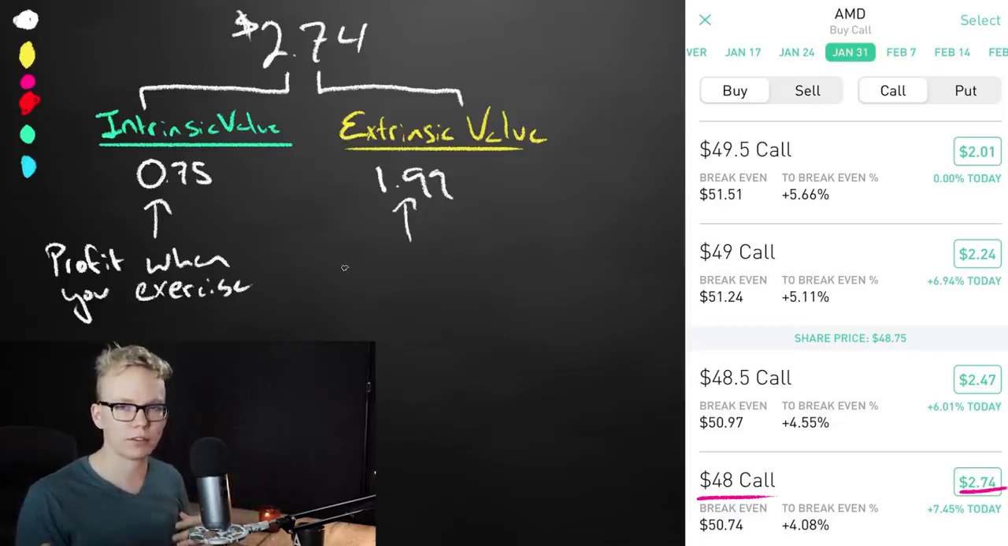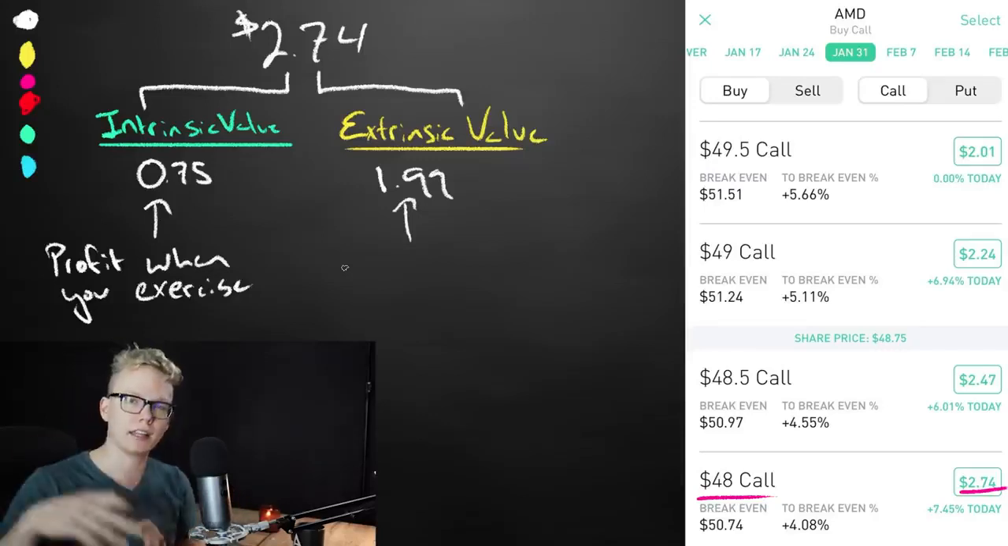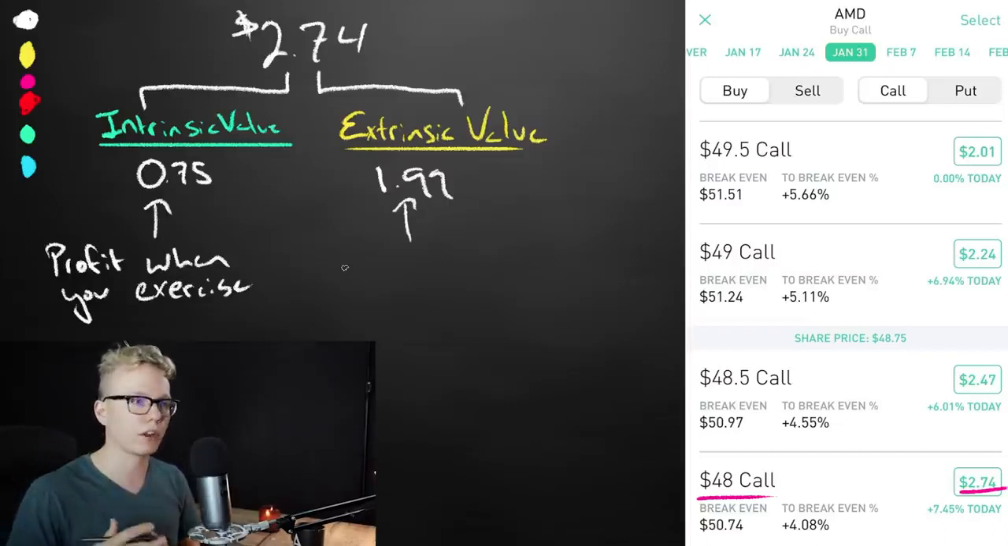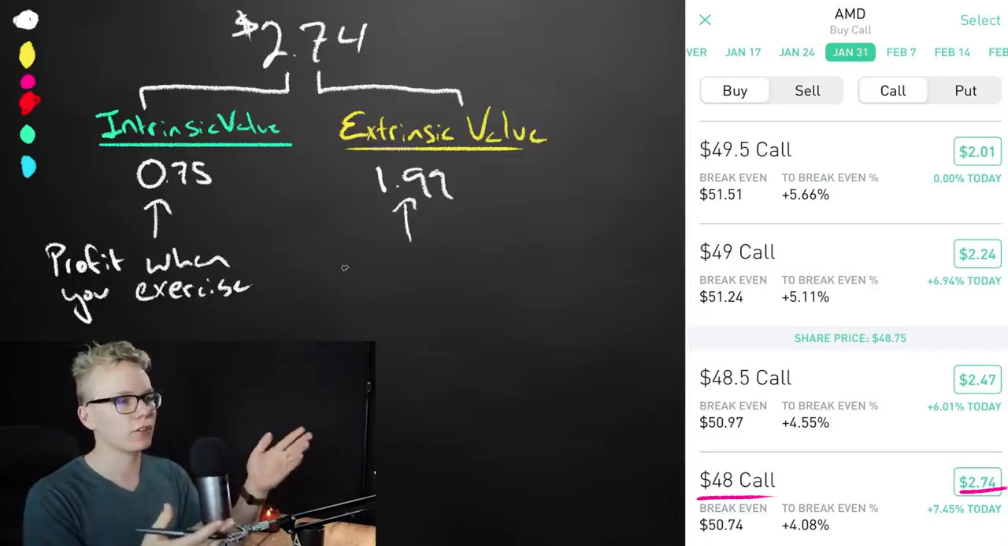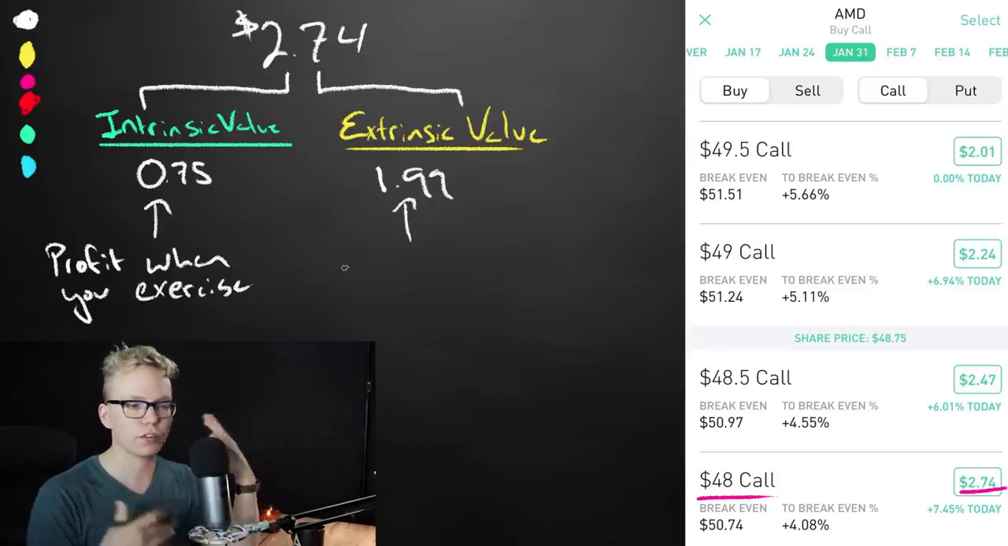In other words, there's time left to expiration. Even if this option is out of the money or in the money, there's time left for it to get in the money or for it to get deeper in the money. Remember, the more in the money it is, the more valuable it is. So there's some value given to this call option because there's more time left.